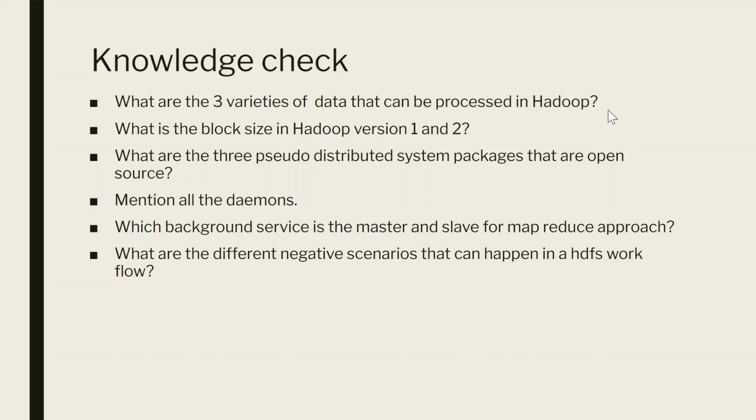Variety means semi-structured, structured? Yes. And the third one is? Unstructured. Perfect. What is the block size in Hadoop version 1 and 2? 64 and 128. Perfect. What are the 3 pseudo distributed system packages that are open source? Okay, that's basically Hortonworks, Cloudera, MapR.